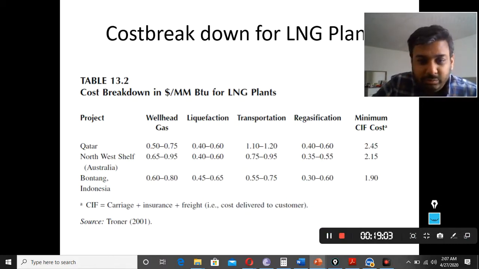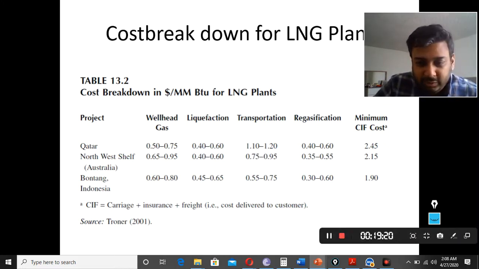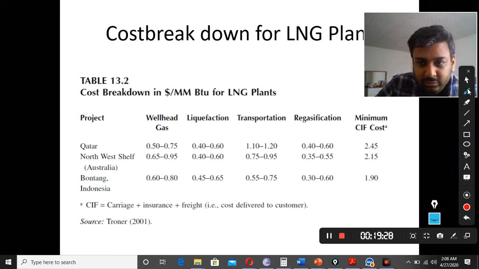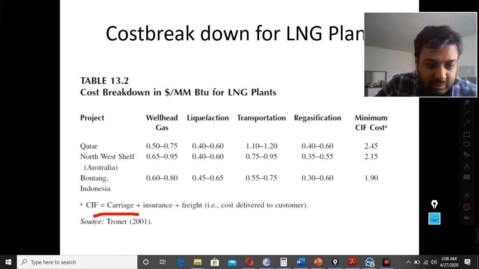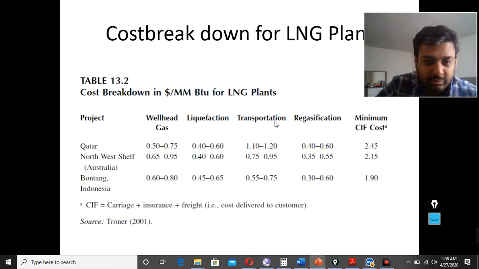Well, as you see, the major cost here is around transportation. Transportation for Qatar is quite expensive, and you can see that liquefaction also has a cost, regasification also has a cost. So the Indonesia one is quite cheaper than the Qatar and North one. These are the old figures from 2001. Of course, the prices change every day. So these are the 2001 prices, and you can work out the prices based on today's current scenarios.